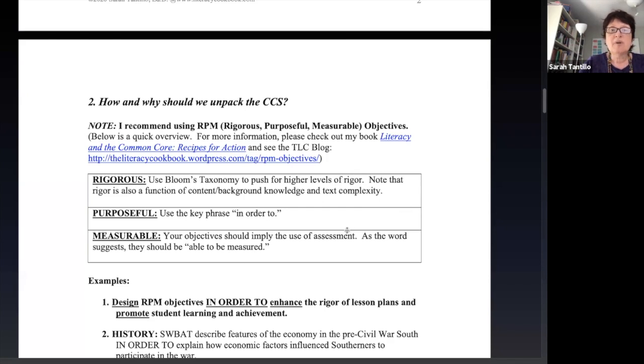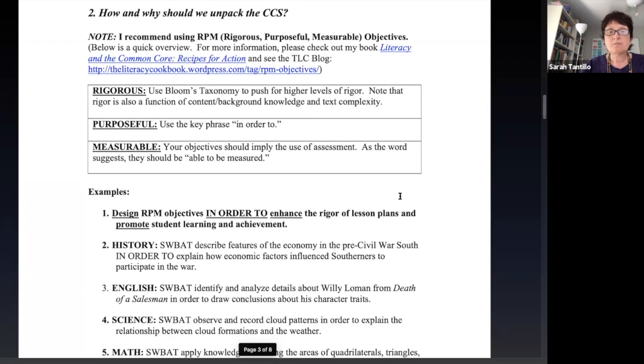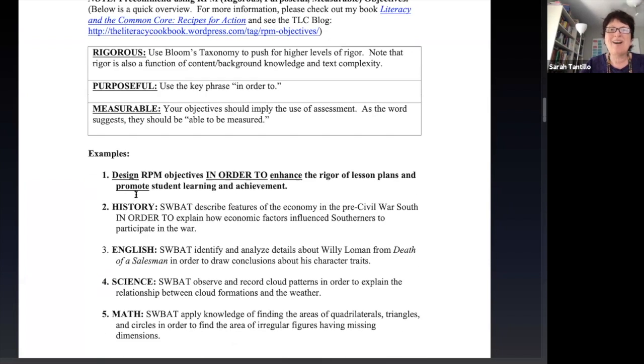But essentially, when you're designing objectives, in order to ensure that you're really infusing your lessons with a clear sense of purpose, you should include not only rigorous verbs, but also this phrase "in order to," and some aspect of measurability. It doesn't have to say "in order to take a quiz," but there should be some ability to be measured. So for example, when I do the workshop on how to design RPM objectives, this bolded one is my objective for that workshop.